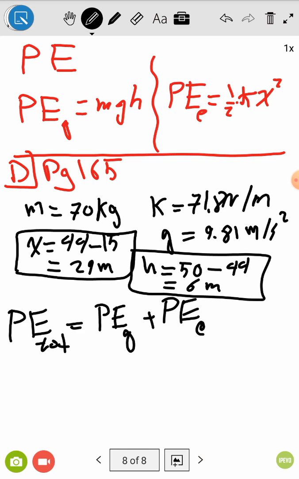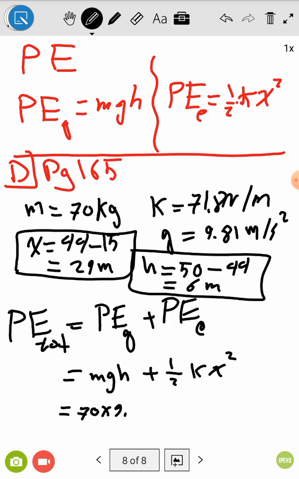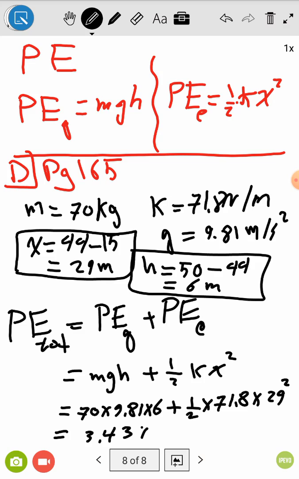Now just substitute these values, using the formula mgh plus half kx squared. The mass equals 70 times g, 9.8, times h, which equals 6, plus half times the spring constant k, 71.8, times x squared, where x equals 29, squared. This equals 3.43 times 10 to the power 4 joule.